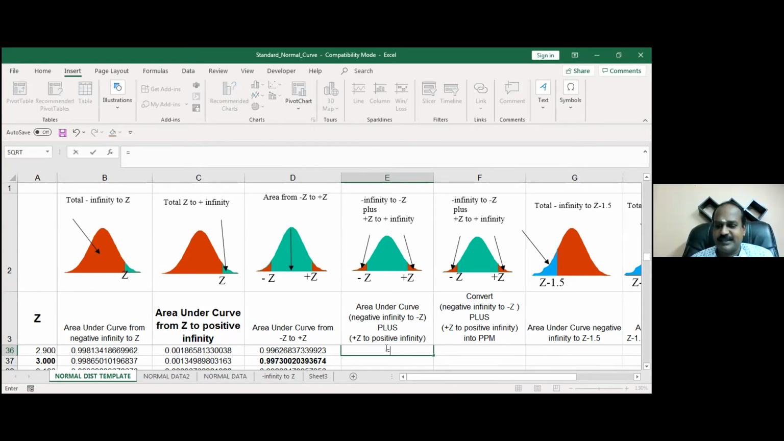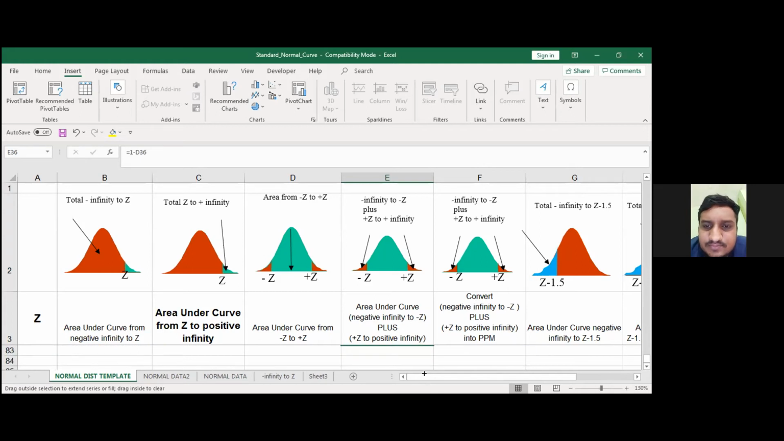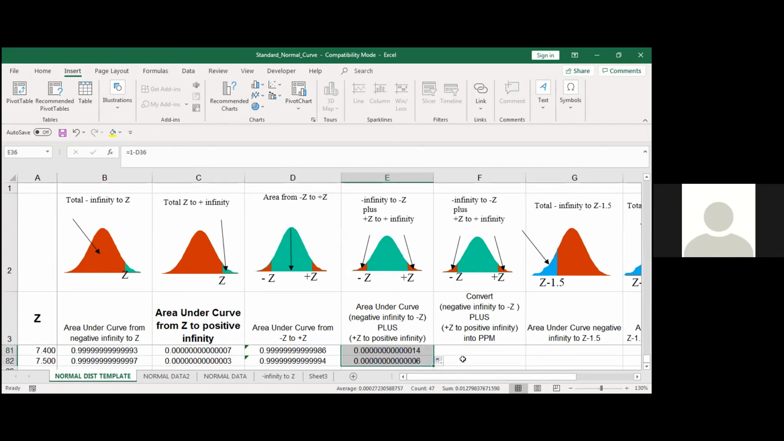What is the total area always? Total area is 1. So 1 minus the previous value. This is the red color area. All of you understand? Yes. I drag it down. Done. I got all the values.